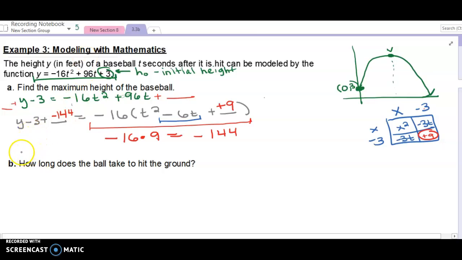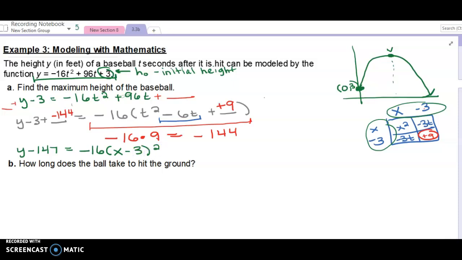Okay, now if I clean this up, I have y minus 147 is going to equal negative 16 times t squared minus 6t plus 9, factored is just t minus 3 times t minus 3, which is t minus 3 squared. Okay, so to put it in vertex form, I just want to move this 147 back over, so it's going to be y equals negative 16. Sorry, I keep going back and forth between x's and t's. It should be t minus 3 squared, and then I'm going to add the 147 back over. So all I did is I added 147 to both sides.